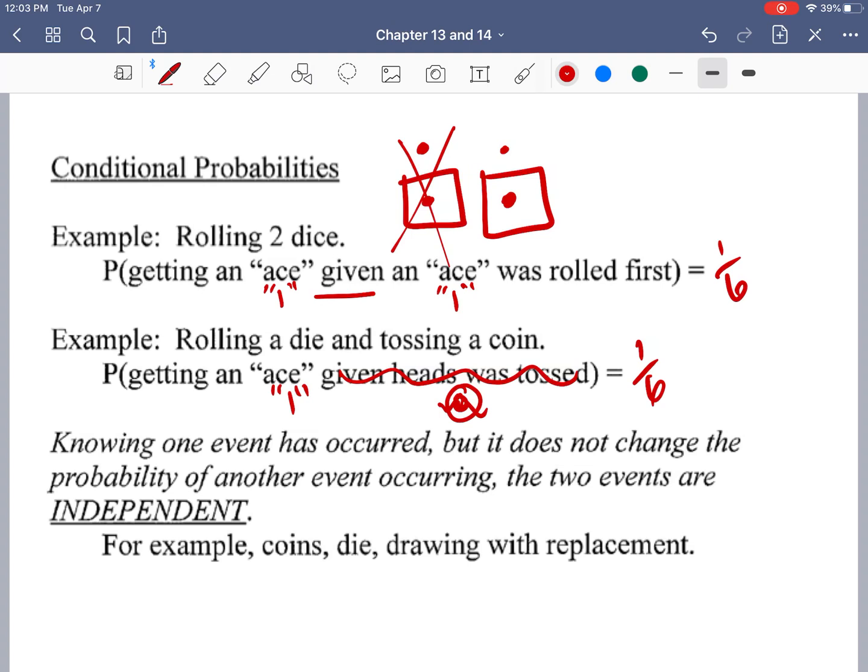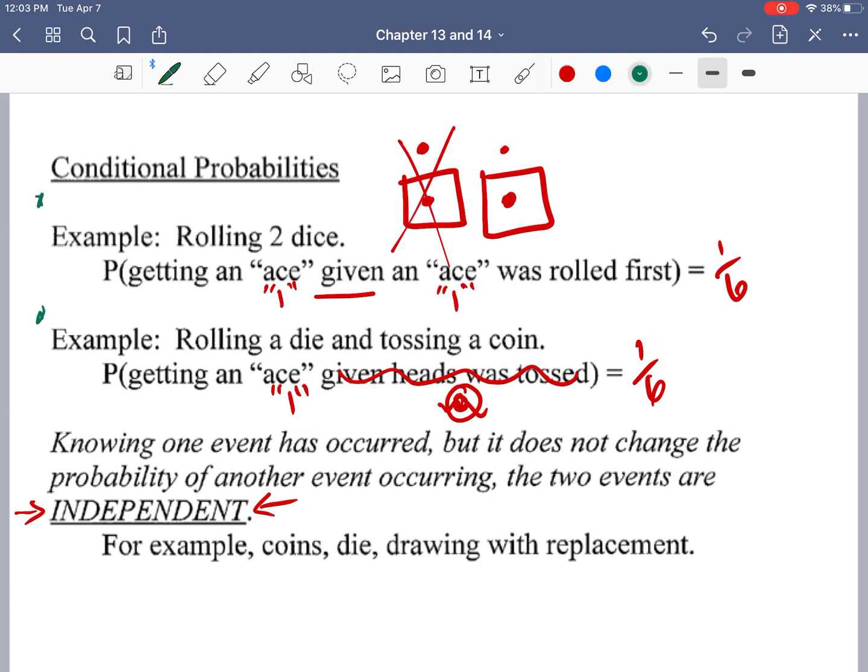Knowing one event occurred, but it does not change the probability of another event occurring, means that the 2 events are independent. So the way I think of the word independent is if you're living with your parents, relying on them for food and shelter, you are dependent on your parents. Versus when you move out, you don't ask them for food or for money or for shelter. You are independent of your parents. You're taking care of yourself.